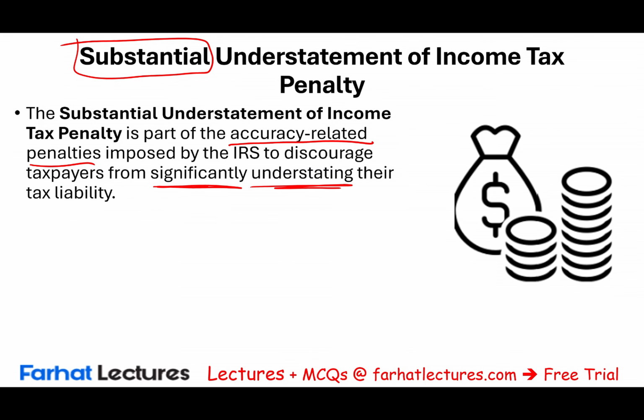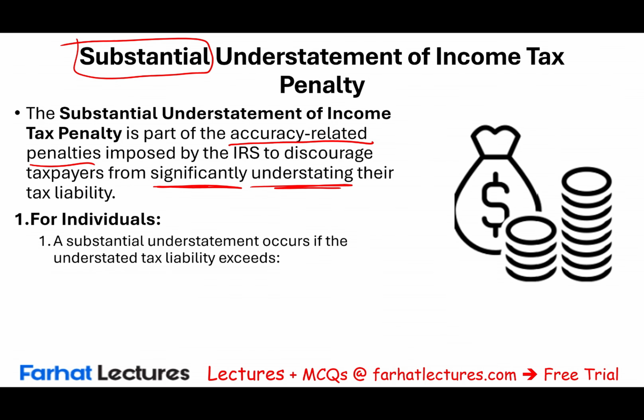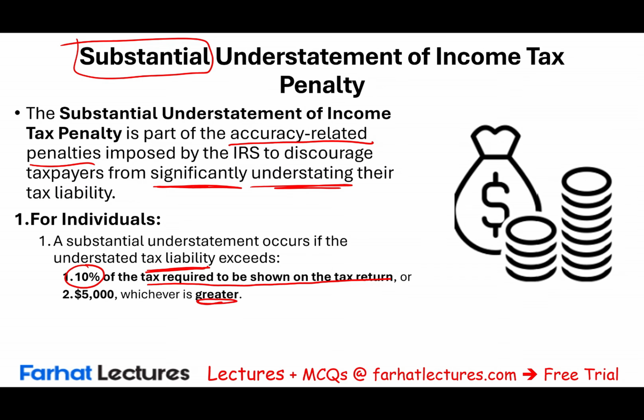Now, what is the substantial amount? For an individual, how do they determine whether the amount is substantial or not? A substantial understatement occurs if the understated tax liability, what you reported it by, is more than 10% of the tax required to be shown on the tax return, or $5,000, whichever is greater. So if you're understating your liability by more than the greater of these two figures, then you have a substantial understatement of income tax liability.